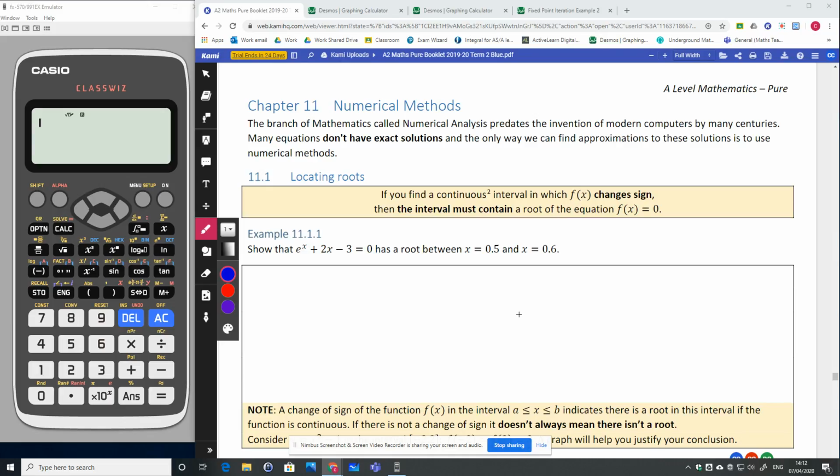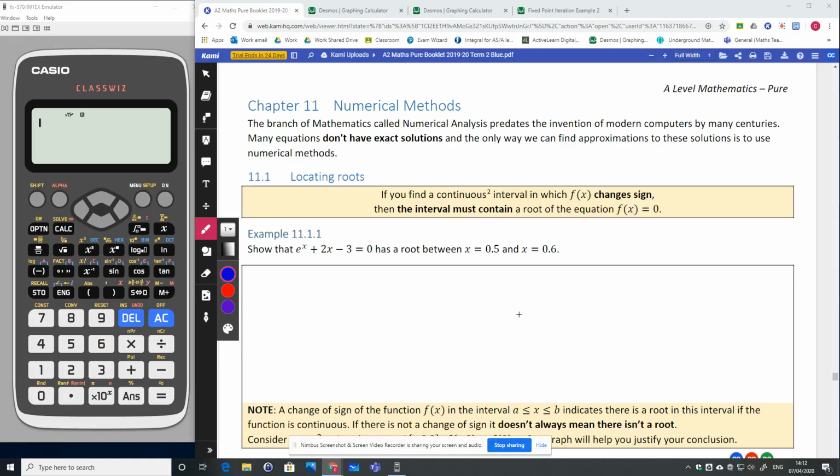We'll be considering the graphs of the functions that we'll be looking at as well, and looking at why we have roots in certain places and whether our approximations are good approximations. So the first section, 11.1, locating roots, a little bit of vocab first.